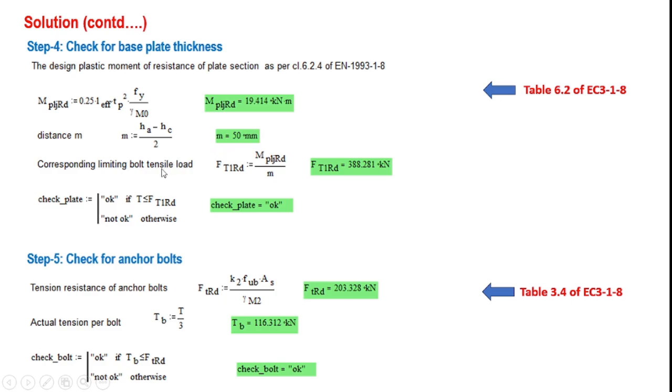Now we know that our resultant anchor tension loads are located at a distance M equal to 50 mm from the face of the column, which means that in order that this plastic moment of resistance is not exceeded, we need to limit the bolt tensile load to a value FT1RD, which is computed as MPLRD by M, which is 388.28 kilonewton. Please remember that this FT1RD is the maximum total tension in the anchor bolts, so that the plastic moment of resistance of the plate is not exceeded. And here we find that the corresponding bolt tensile load computed is less than the total tension T, which means that the check for the plate is okay.